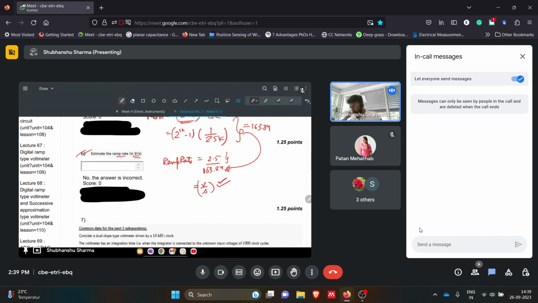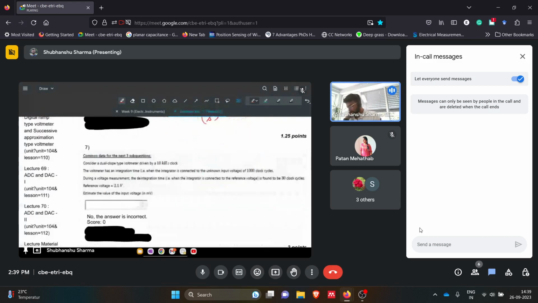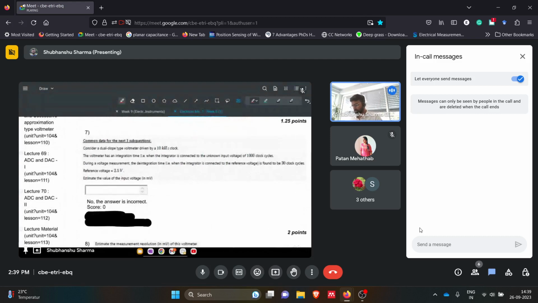Then the next question. Again a question with common data for the next three sub-questions. The question says: consider a dual slope type voltmeter driven by a 10 kilohertz clock. So they are talking about this dual slope type voltmeter. The voltmeter has an integration time, TI, and the integration time is 1000 clock cycles. One piece of information we have. Then the next one is, during a voltage measurement, the de-integration time TD. I'm just writing this convention. You can write your own convention.